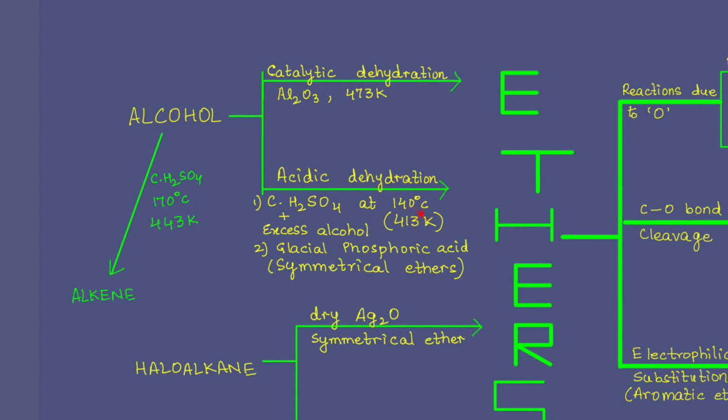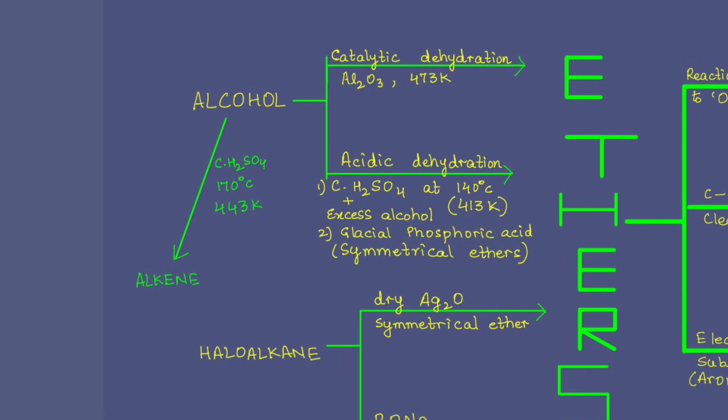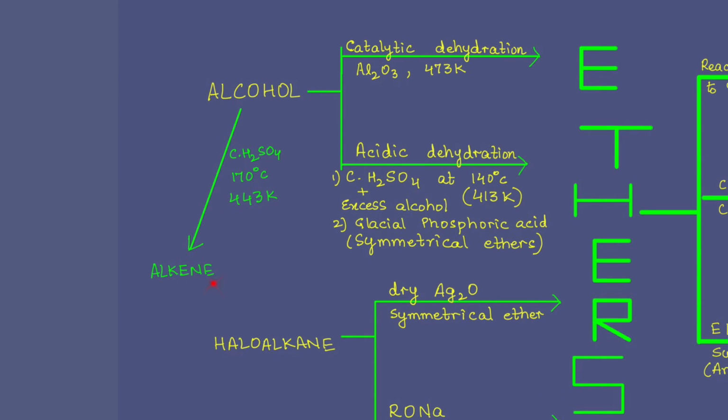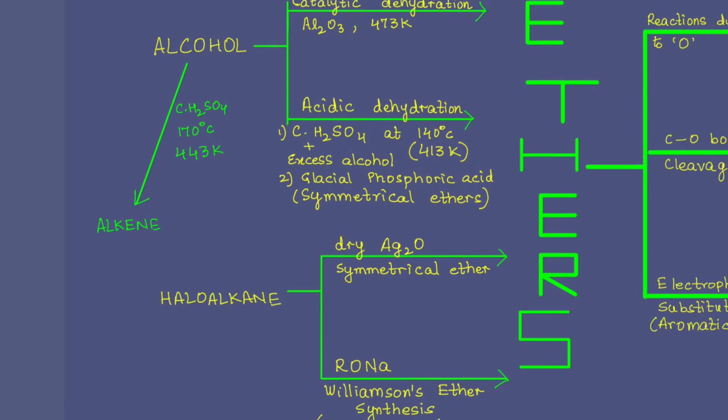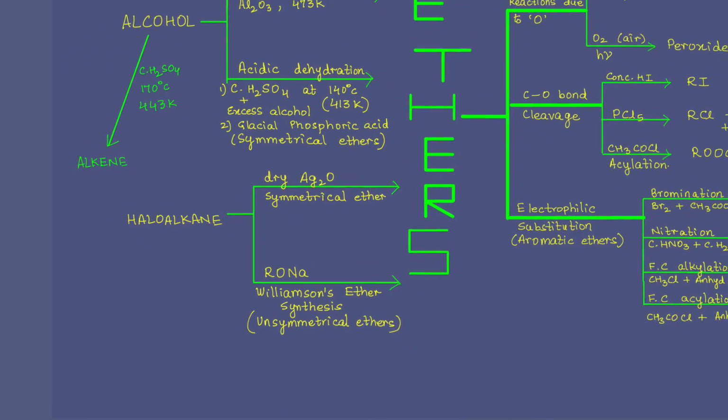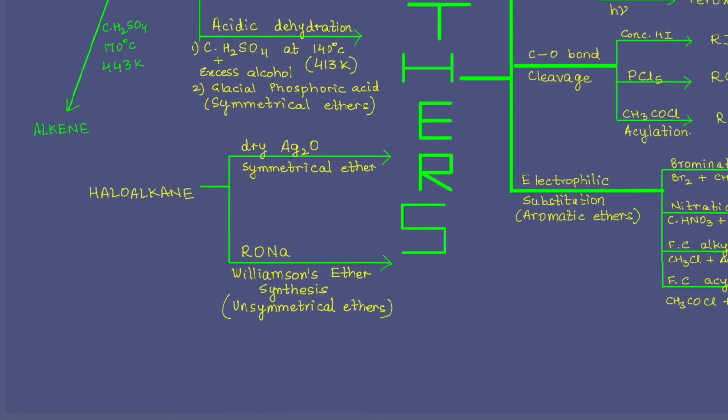Temperature is very, very important. You change the temperature, the product changes. Simple, that's the deal. 140 degrees Celsius, you get an ether. Alcohol reacted with concentrated H2SO4 at 170 degrees Celsius, you change the temperature and the product becomes an alkene. Don't worry, we shall be talking about the nitty-gritties of this reaction a little later.